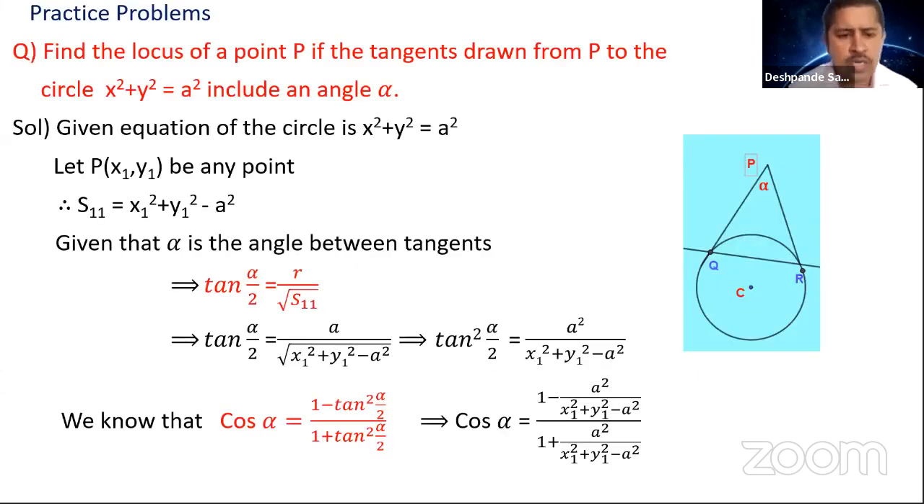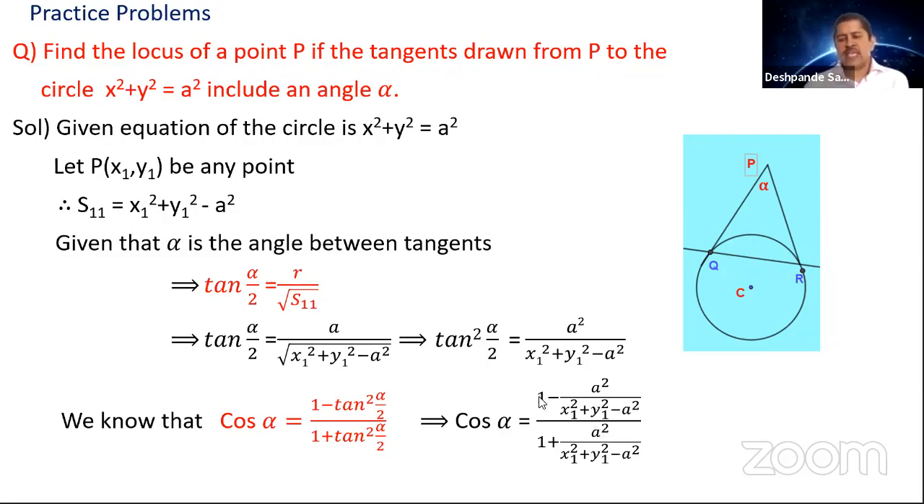So we take up the formula cos alpha is equal to 1 minus tan square alpha by 2 divided by 1 plus tan square alpha by 2. So here you have found tan square alpha by 2, substitute the value here. So tan square alpha by 2 is a square by x1 square plus y1 square minus a square. You substitute it in the numerator as well as the denominator. Now you take the LCM here. What is the LCM here? x1 square plus y1 square minus a square. What is the LCM in the denominator? Same, x1 square plus y1 square minus a square.